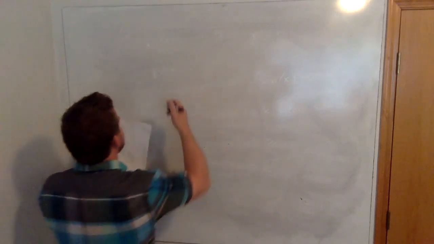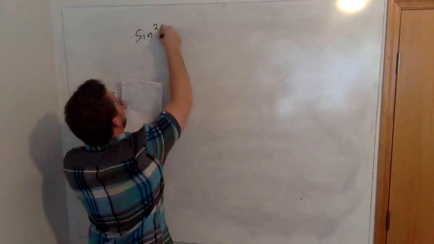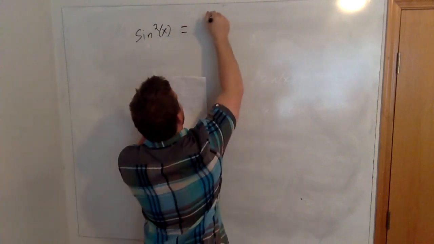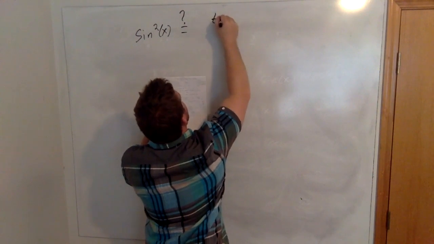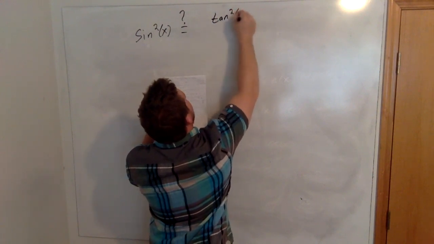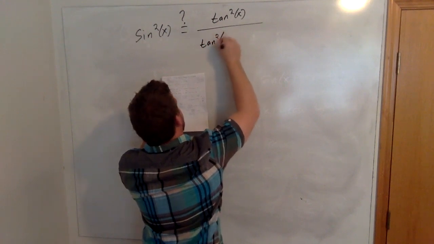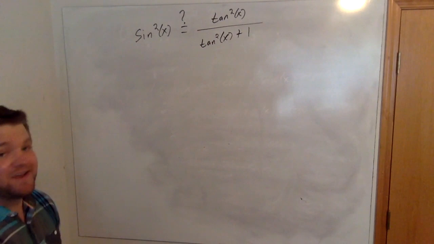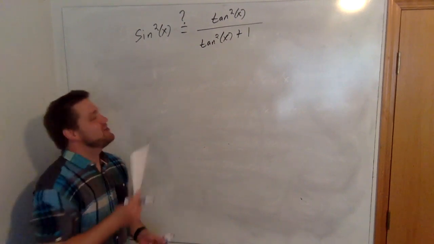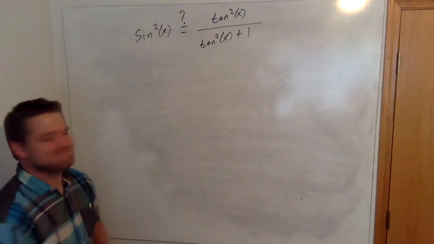Here's a good one to mess around with. Okay. Let's say we have sine squared of x is equal to, or we want to show that it's equal to, tan squared of x all over, how about tan squared of x plus 1. Okay, maybe go ahead and pause the video and see if you can show that these two trig expressions are equivalent.